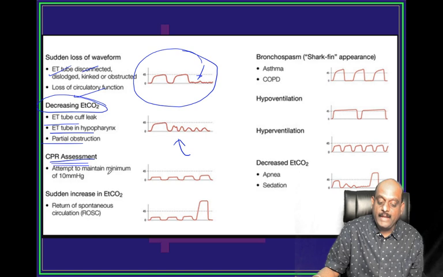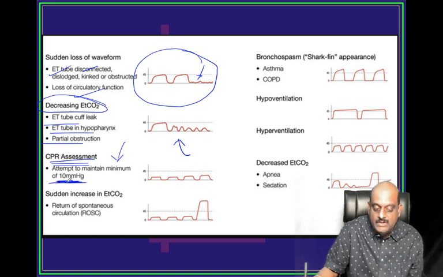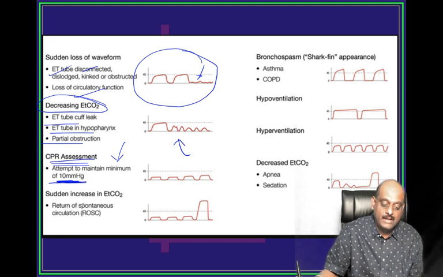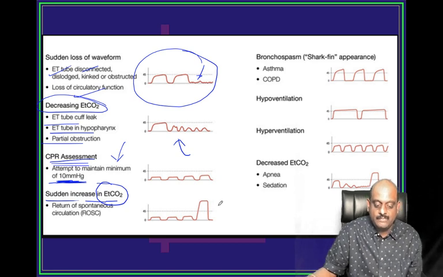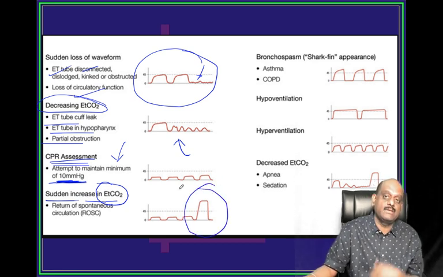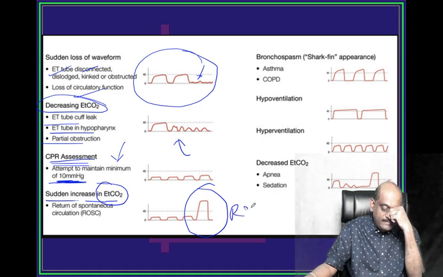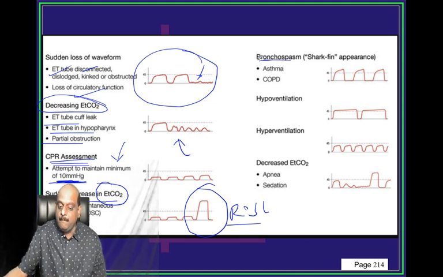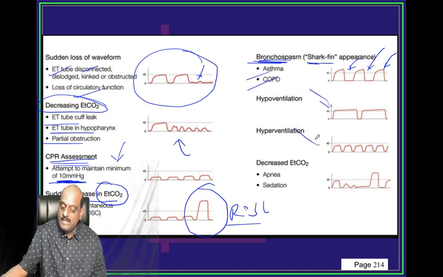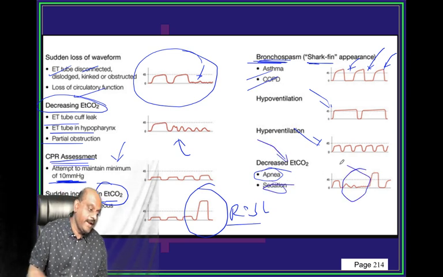Now, attempt to maintain a minimum of 10 millimeters of mercury. Any sudden increase in ETCO2 indicates return of spontaneous circulation, which is called ROSC. Then if there is any bronchospasm, this is called the shark fin shape, seen in asthma and COPD. This is hyperventilation. If there is any apnea or sedation, there is a decreased ETCO2.